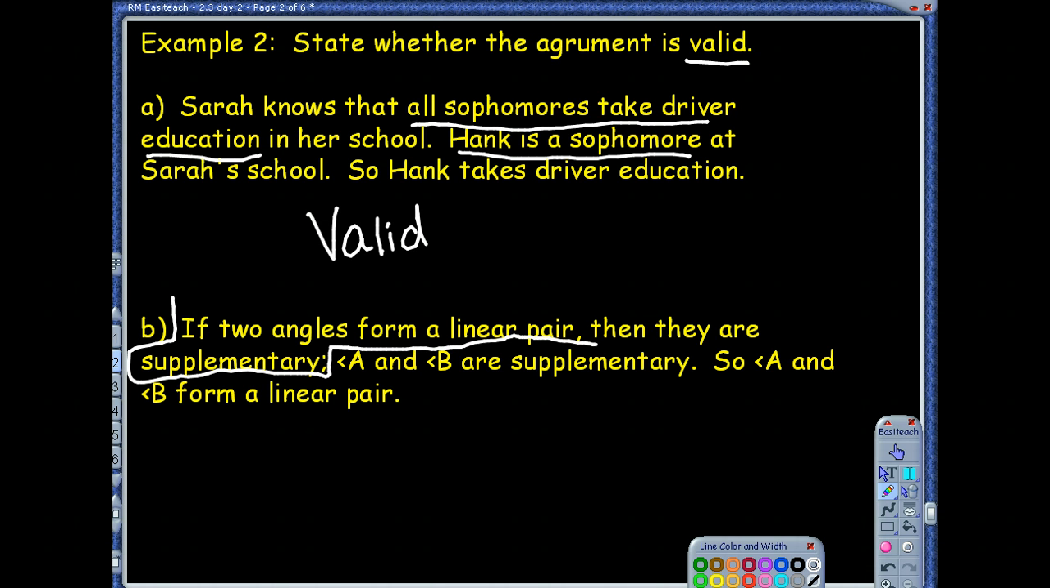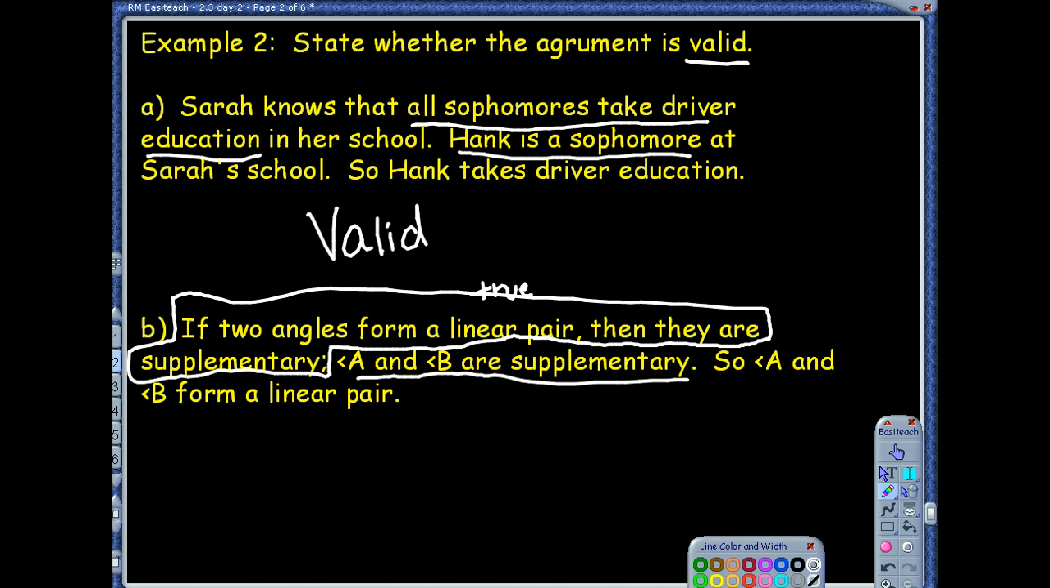But then you'll notice in the next piece, they're talking about just two angles being supplementary. And then they're concluding that they have to be a linear pair. Well, the issue with that is supplementary angles don't have to be a linear pair. They can be non-adjacent. As long as they add up to 180, they don't have to actually be a linear pair. So I would say that's an invalid argument because you could come up with a counterexample.